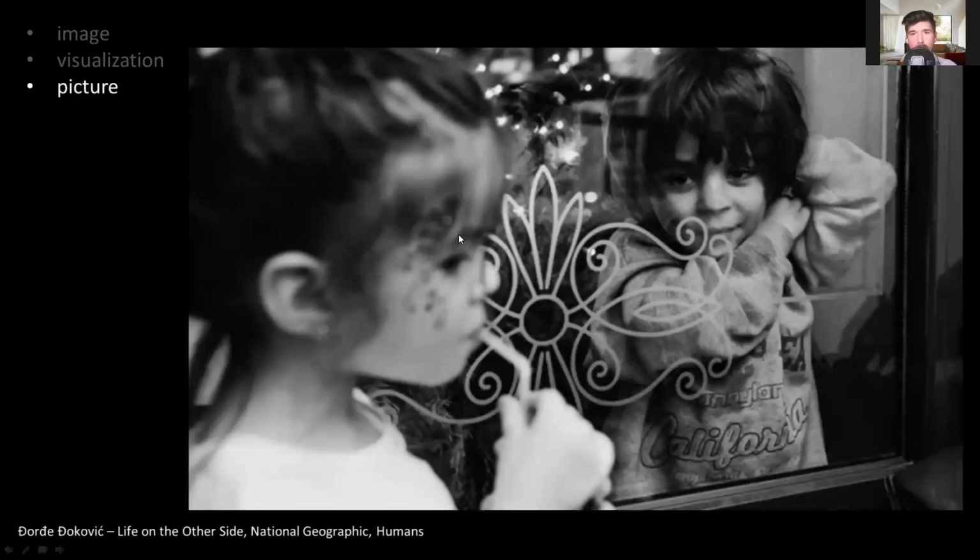In this example, we can see the picture that George Djokovic took, which is called Life on the Other Side, where we can see a small Roma girl in the window aisle looking at a children's birthday party, where we can sense some feeling which cannot be explained objectively. So the objective part with the image is closely related to our subjective feeling when we take a look at this situation and what we might feel in it.